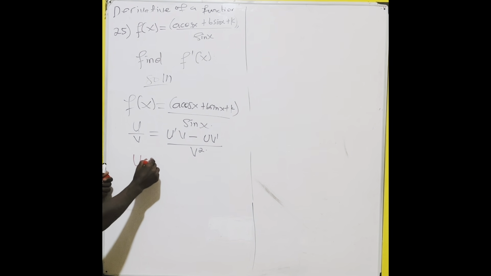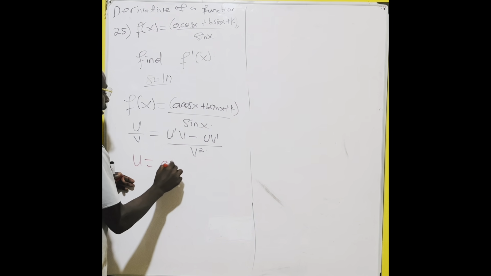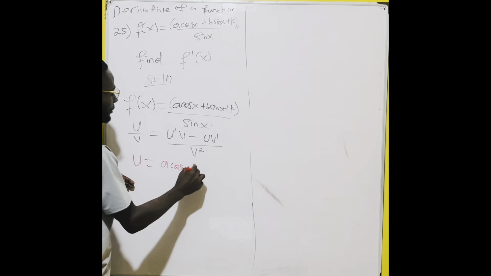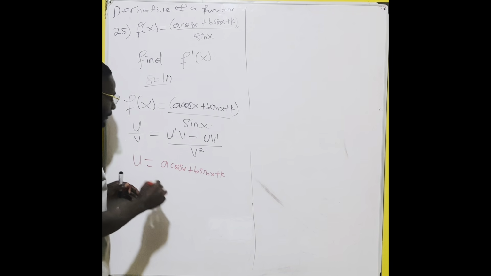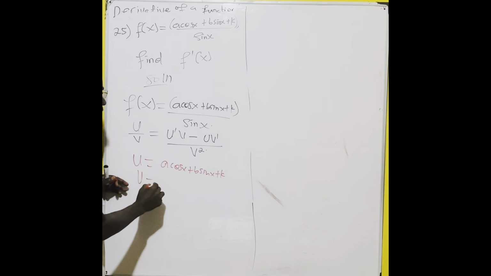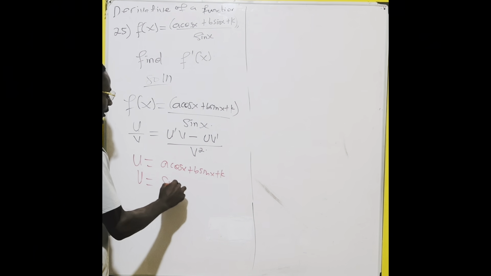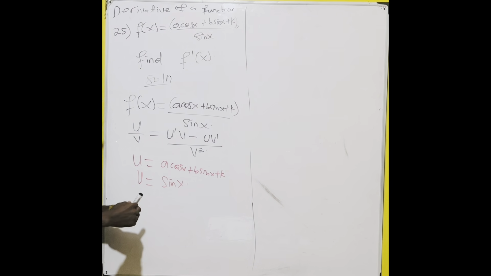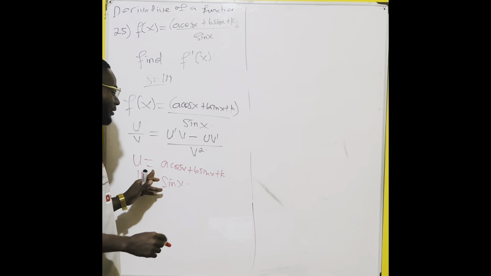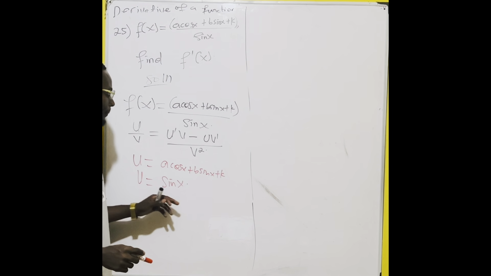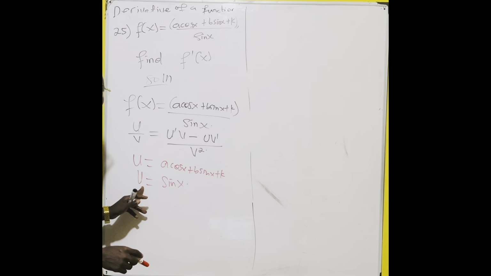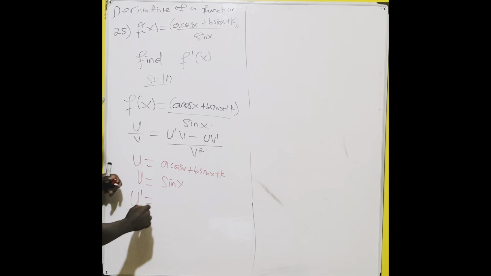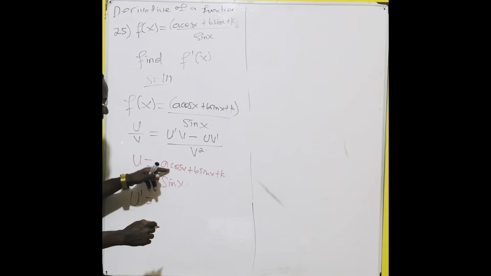Our u here will be equal to a cos x plus b sine x plus k, and our v will be equal to sine x. Once we have identified our u and our v, we can go ahead and find our u prime and our v prime. So our u prime will be equal to the derivative of a cos x.